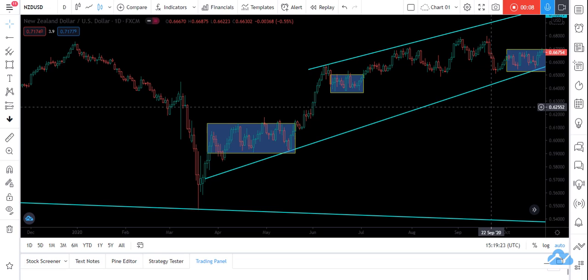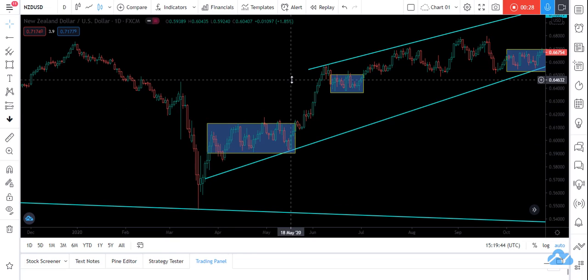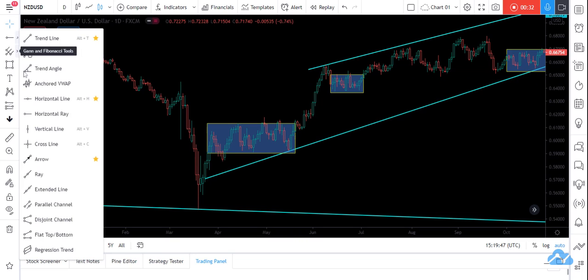We'll take a look at Kiwi dollar, we'll take a look at the Australian dollar versus the greenback, and we're going to try and figure out if there's any potential setups that we could trade going into the coming week. And today is 14th of March 2021. And without further ado, let's get into the analysis.